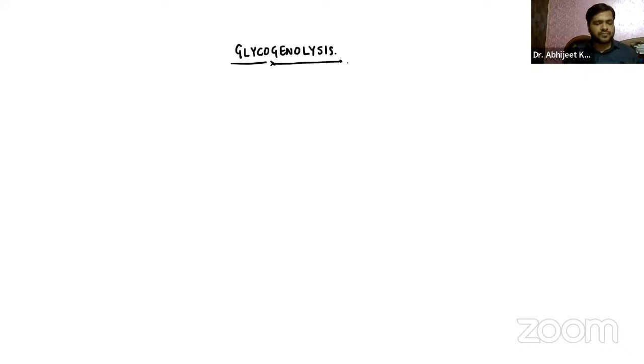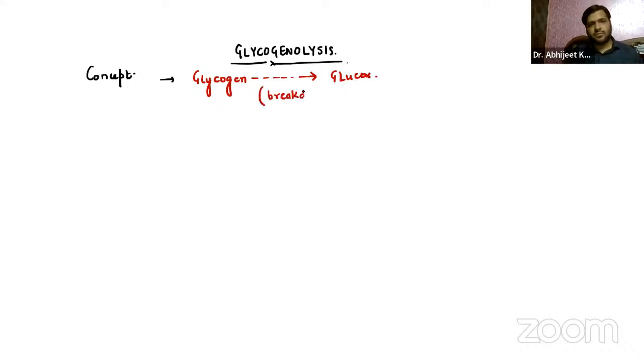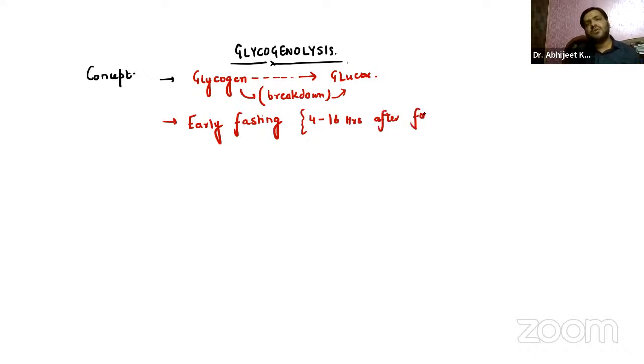Glycogenolysis. Now, what is the concept, guys, over here? The glycogen is broken down to form glucose. Breakdown occurs, and then glucose is formed. It usually occurs in the early fasting stage, usually 4 to 16 hours after food.